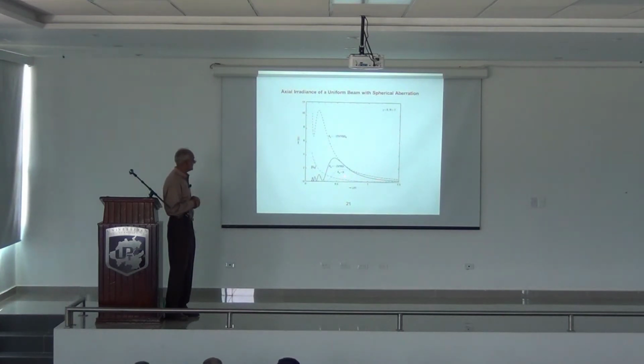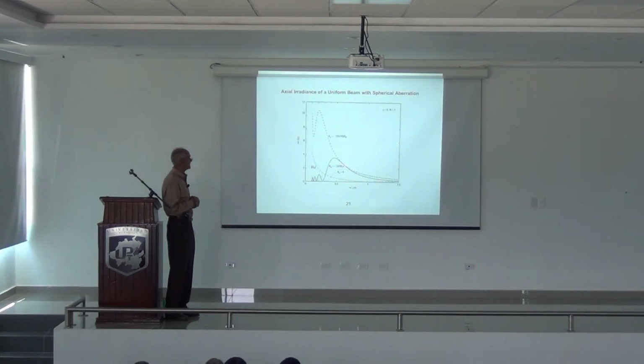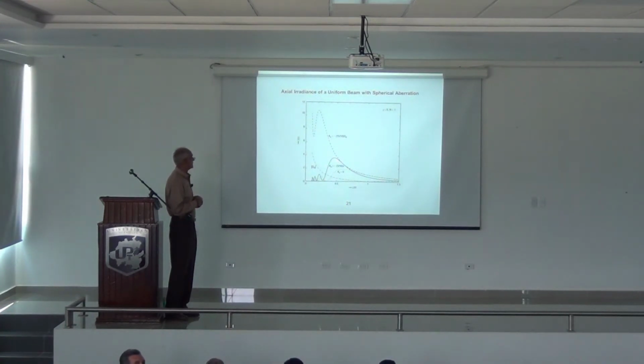But for values of z less than r, if I choose this value of spherical aberration, minus 5 over 16 lambda, this is the axial irradiance. And you can see it's much higher.